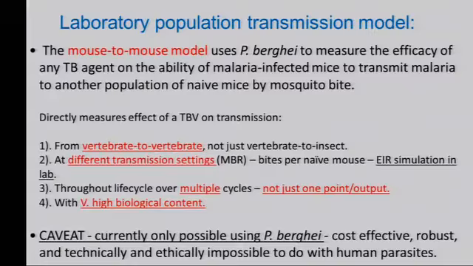So in this model, we're directly measuring the effect of a transmission blocking vaccine on transmission, firstly, from vertebrate to vertebrate. We're not just looking at vertebrate or insects, we're actually measuring the desired endpoint of TBV usage.